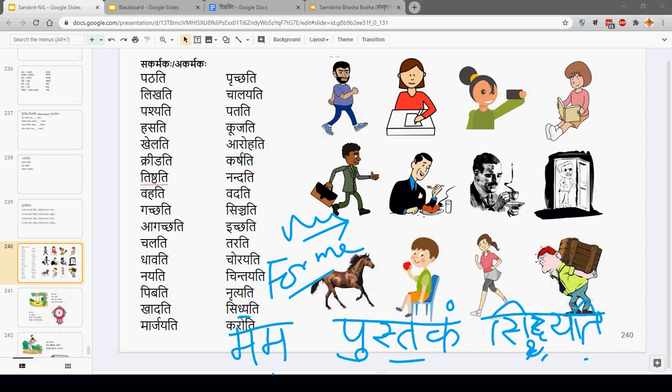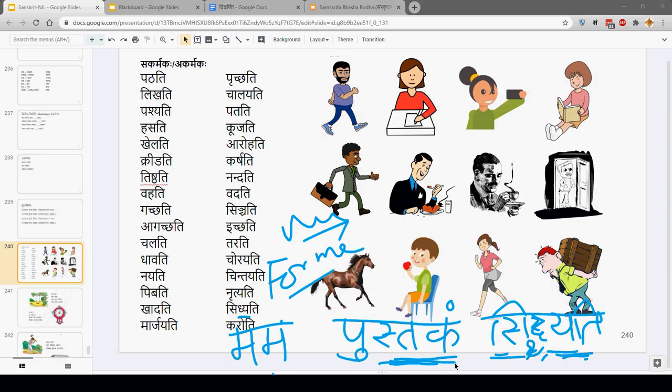Mama. So what this sentence means is, for me, the book becomes achievable or achieved. That is the meaning. For me, that means I am expert in this book. That is the overall meaning. But literally it means, for me, the book is attained. Book is achieved. So Siddhyati becomes successful, becomes achieved.